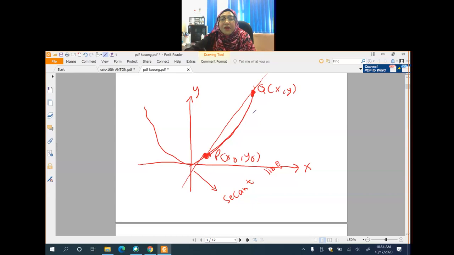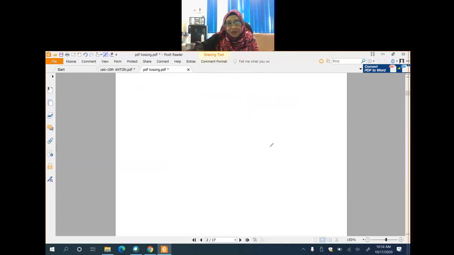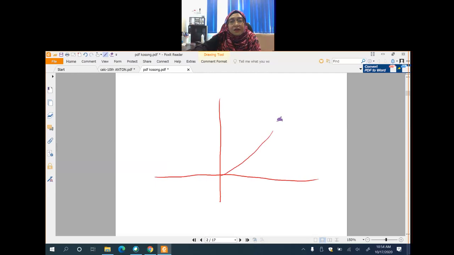So what will be happening to this point? So let's draw another graph. Okay, it's the same graph of y equal to x squared. And then we still have point P there, P (x naught, y naught). But somehow with Q moving toward this point P, it means that Q is very close to P. Q is very close to P.